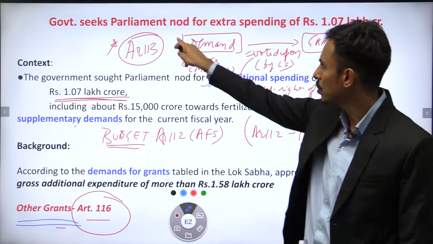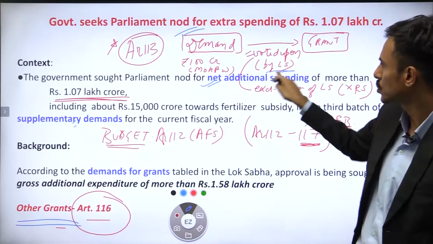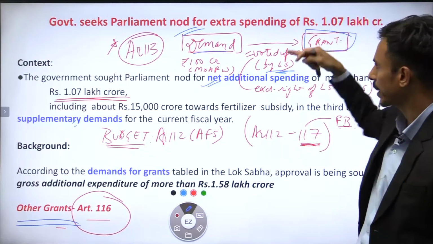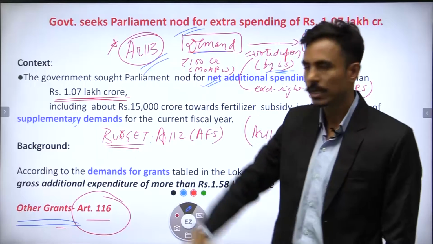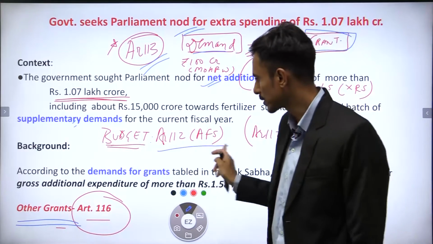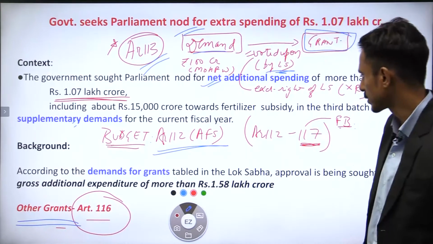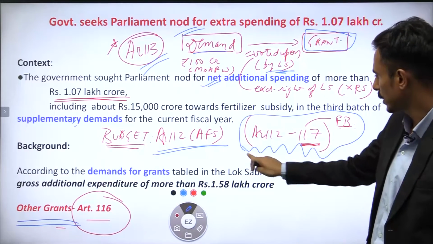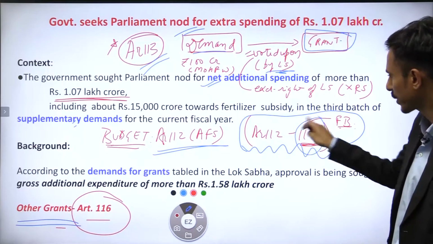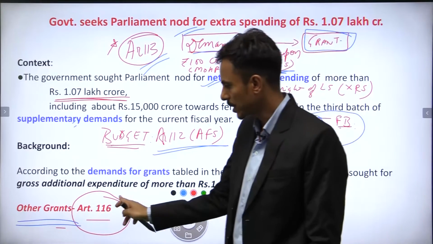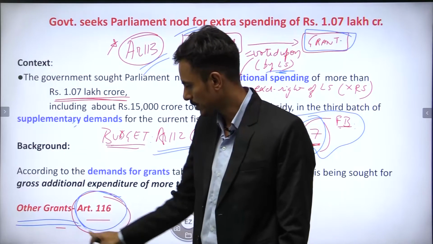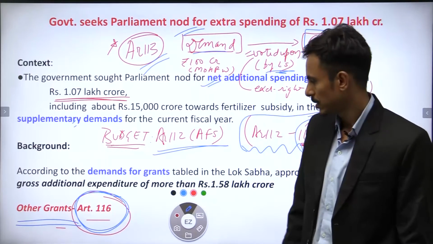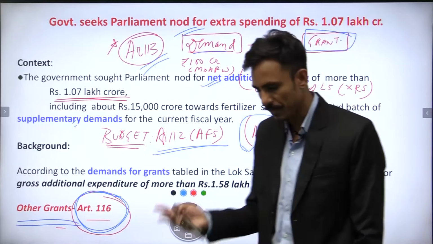So we have understood the exclusive right of the Lok Sabha with regard to the voting of demands in order to make them grants, and they are mentioned in Article 113. We talked about the budget, which is Article 112, the annual financial statement, and the finance of the government is mentioned from Article 112 till Article 117. 117 is the finance bill. Article 116 talks about the other additional grants, right, which may be sought by the government, but definitely it requires parliamentary approval.